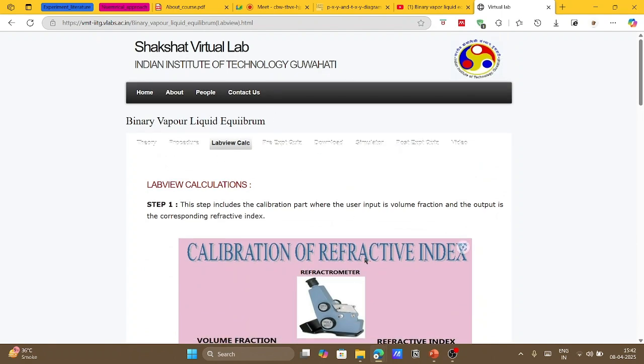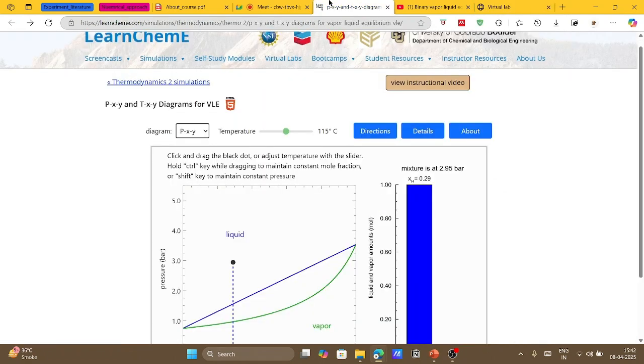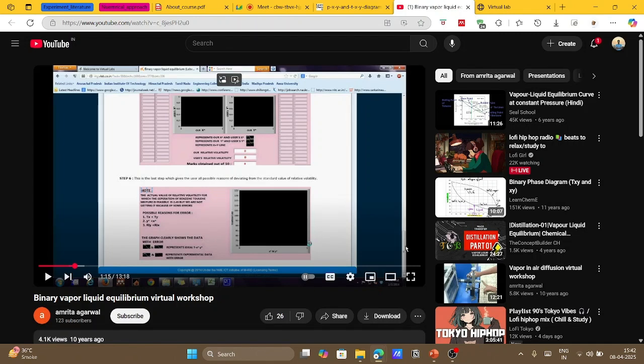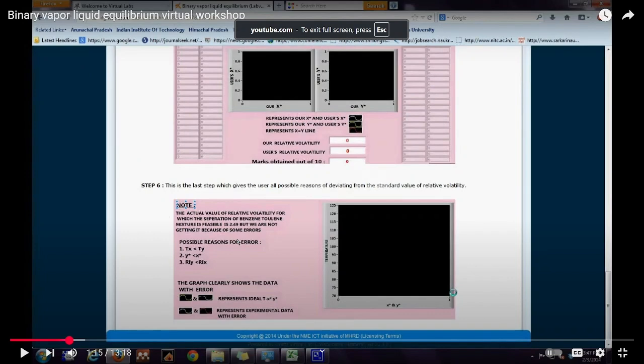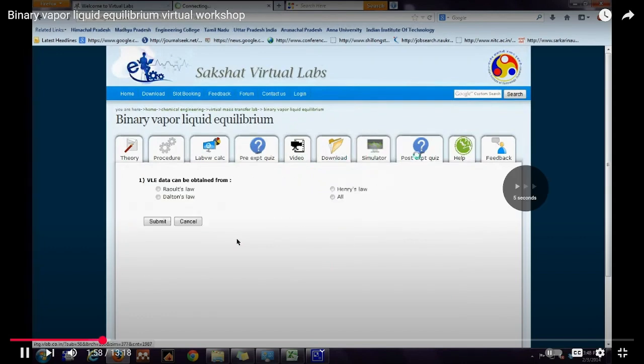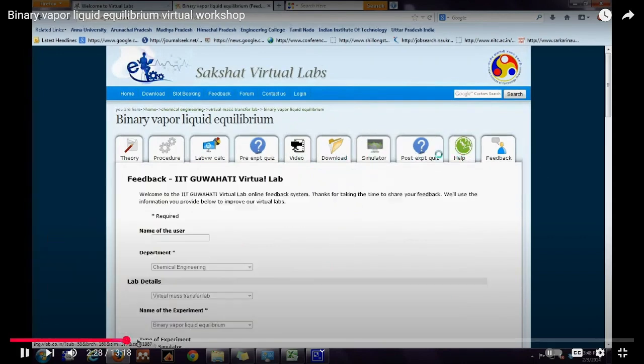Rather, there is another virtual lab developed by the Learn Chemi group, right? We will be using that as the virtual lab part. I will come to that also. So here we will just skip to the actual experimental setup.